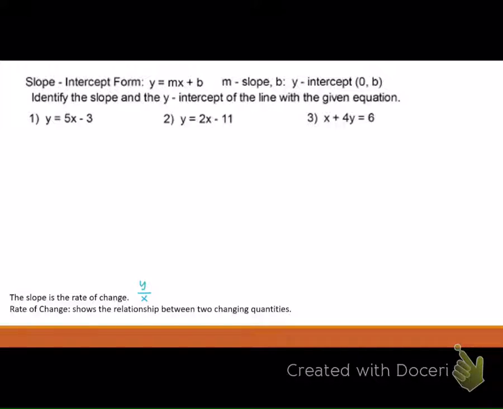So first, Gianna, tell me what the slope of number 1 is. 5. Remember, it's mx plus b. What is my y-intercept, Colin? Y-intercept is -3. Good, I love that you took the sign that's in front of it. That's so important that you guys do that.